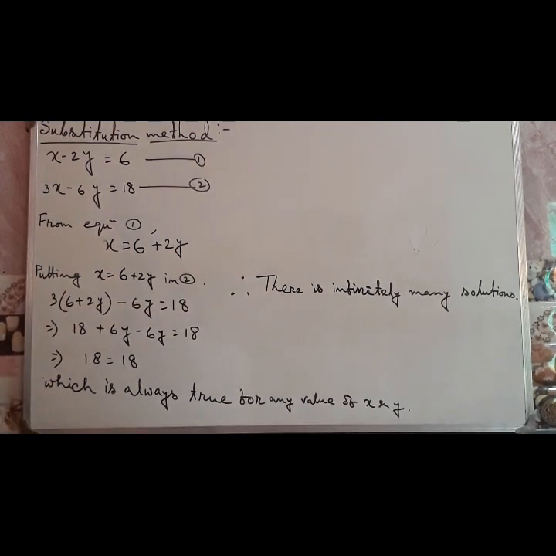You see here also a1 by a2 is equal to 1 by 3, b1 by b2 is equal to 1 by 3, c1 by c2 is equal to 1 by 3. That is a1 by a2 is equal to b1 by b2 is equal to c1 by c2. That means the equations are coincident lines. That's why there are infinitely many solutions.